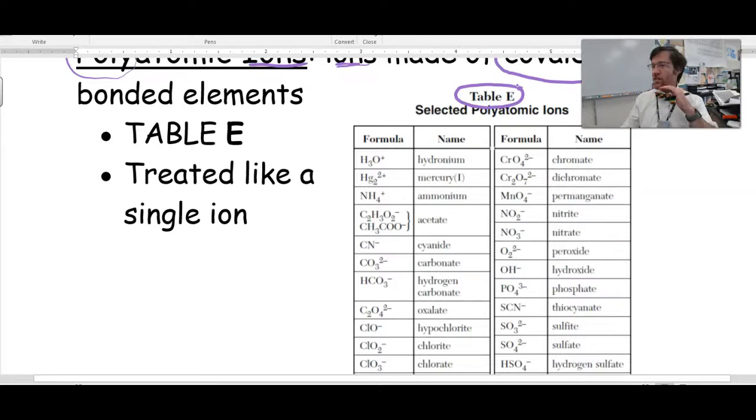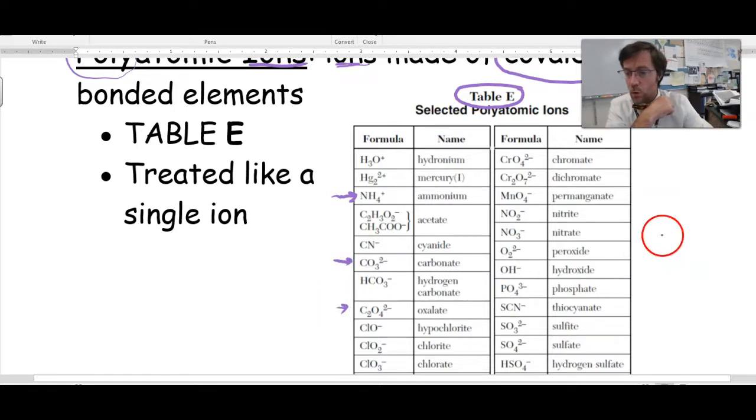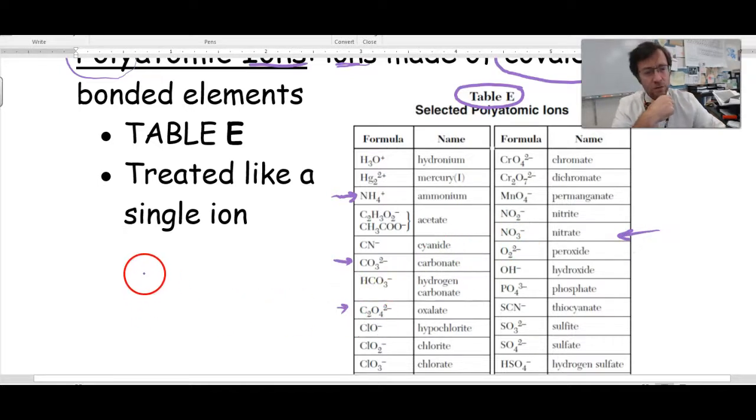So the entire year, I promise you, if there is a polyatomic ion, it will be right here on this table. Nowhere else. Something like the ammonium that we were just talking about the other day, or the carbonate, or the hydrogen carbonate, or the oxalates, or over here, the nitrate. So NO3 or C2O4, let's look at C2O4.